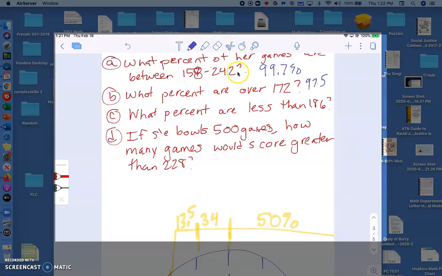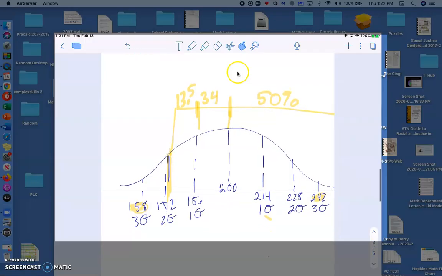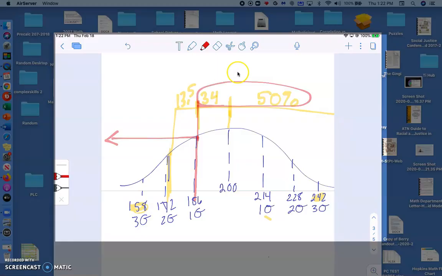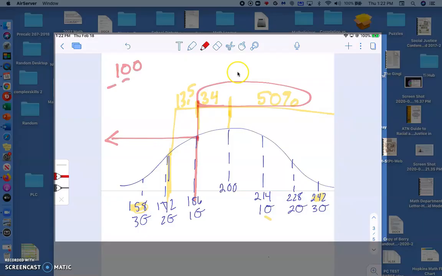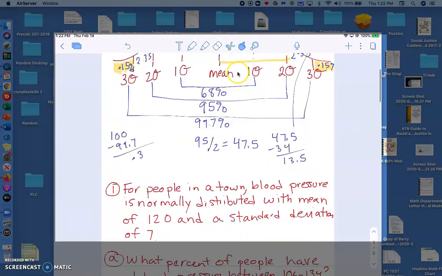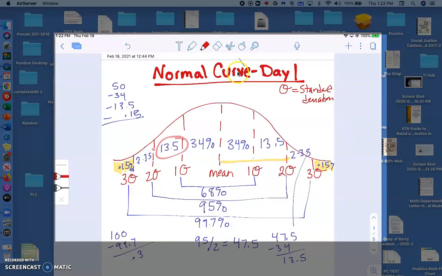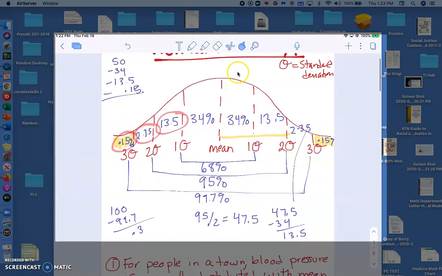What percent are less than 186? Well, where's 186 here? So we want to know what is less. Well, we know what is over. If I go up to see what's over, 50, 60, 84% is over. So 100 minus 84, that's got to be 16. The other way we could do it is go back up here and add 13.5, 2.35, and 0.15. We get the same thing. So we got 16%.